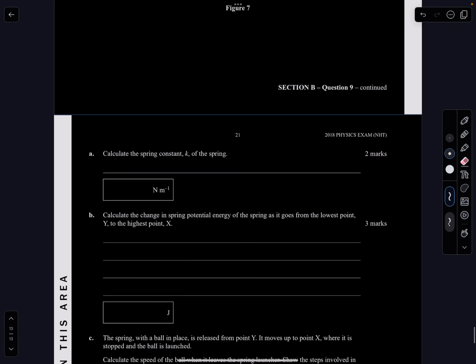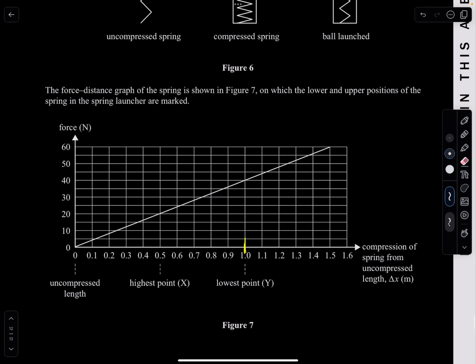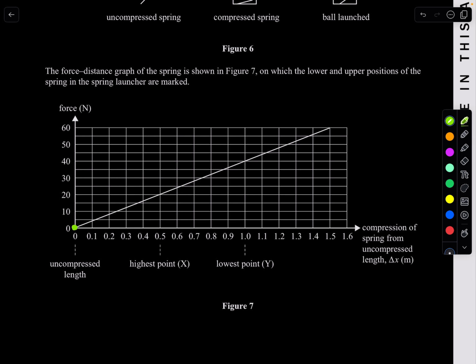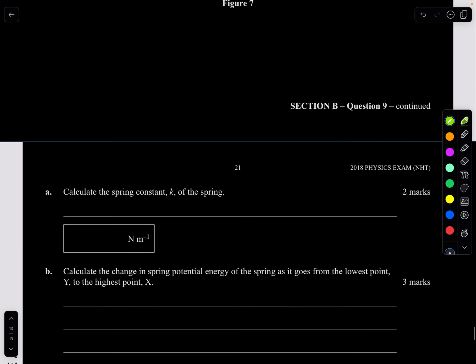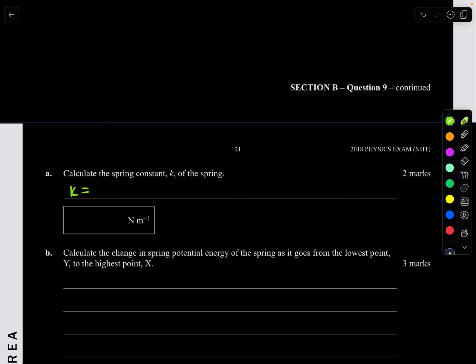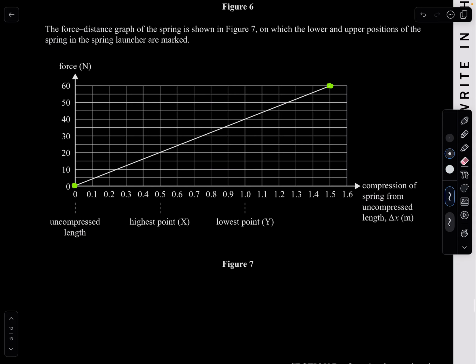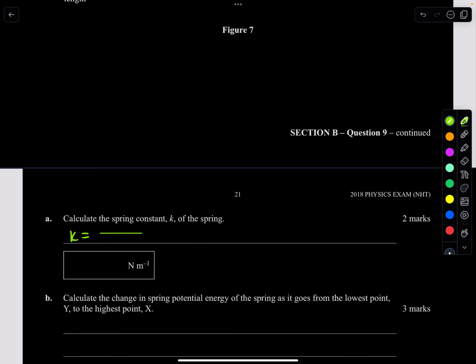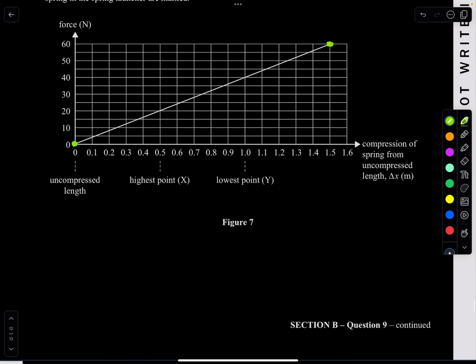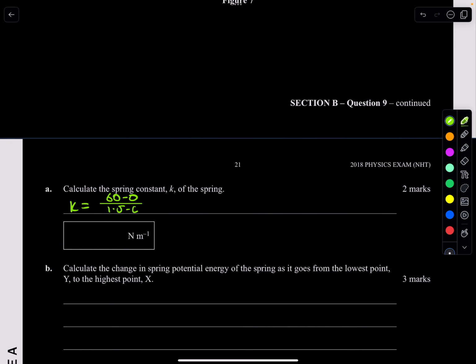Let's have a look at the question. Calculate the spring constant K of the spring. Whenever you get a force distance graph, the K value is just the gradient. I always take the bottom point, which is 0, 0, and this point here, and find y2 minus y1 over x2 minus x1. So K is 60 minus 0 divided by 1.5 minus 0, which is 60 divided by 1.5, and that gives 40 newtons per meter as your spring constant.